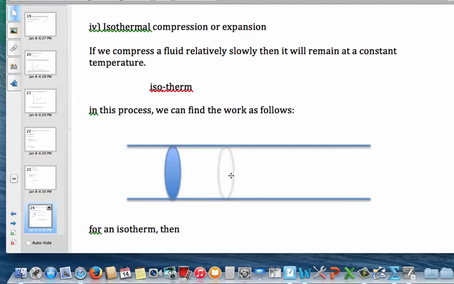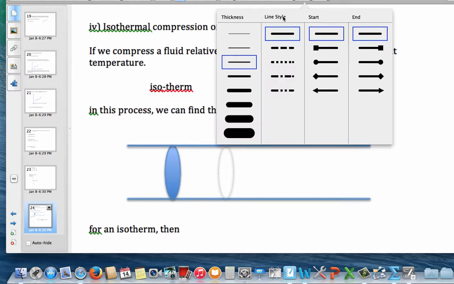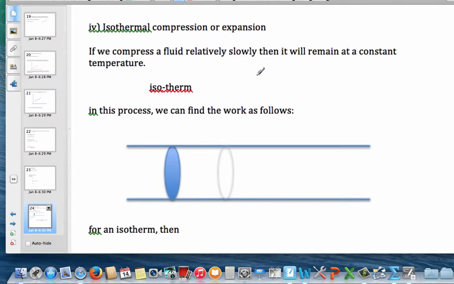Okay, so our next thermodynamic process is called an isotherm. An isotherm is a process that happens at constant temperature. Usually these happen relatively slowly and with the system connected to a thermal reservoir. So isotherm, constant temperature. Now, we're going to find the work done.